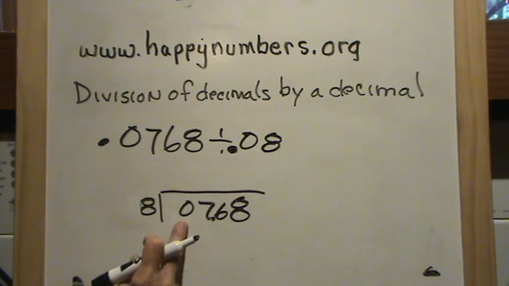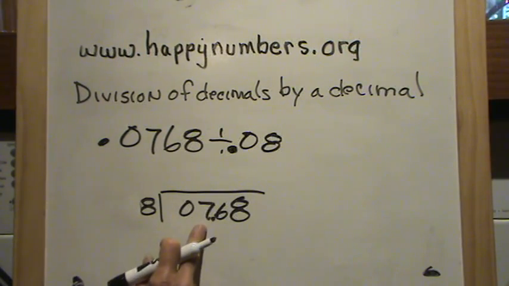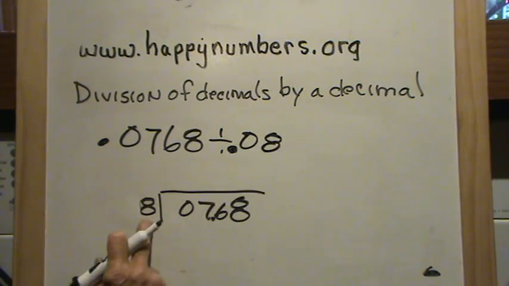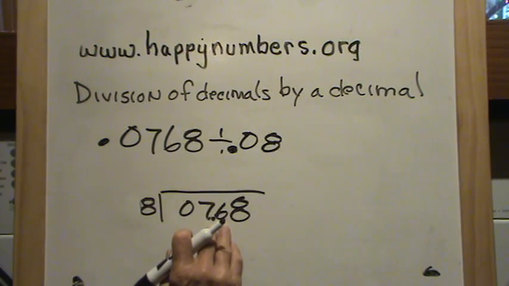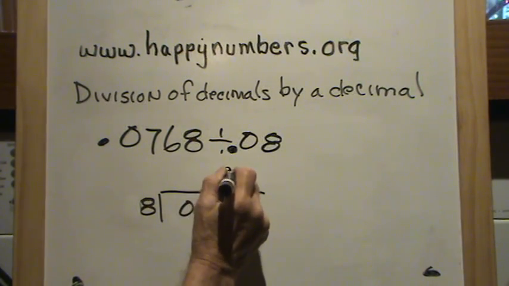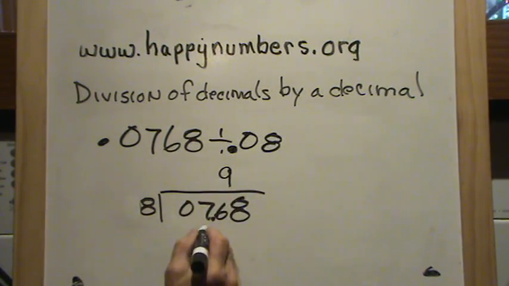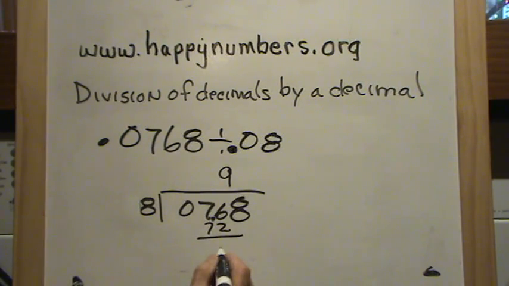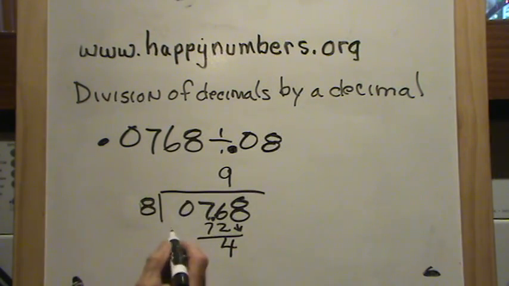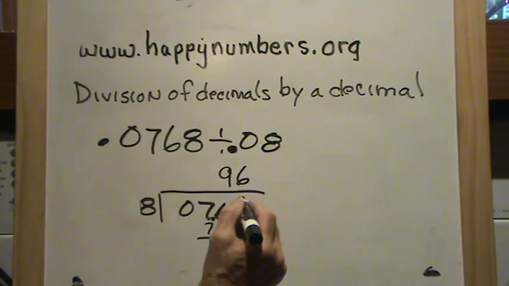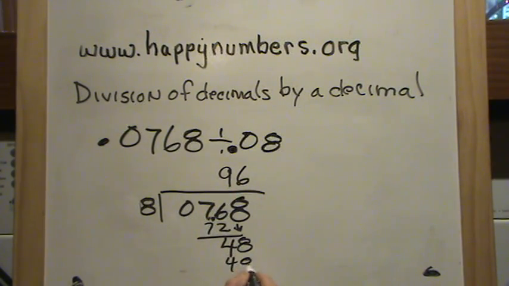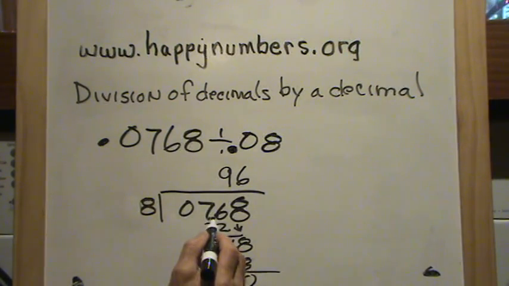Well, 8 goes into 0, it can't. 8 goes into 7, it cannot. But 8 can go into 76 9 times. 9 times 8 is 72, and we subtract, and we get 4. We bring down the 8. 8 goes into 48 6 times. 6 times 8 is 48, and that's 0. And the problem is done, and then we just put our decimal there.